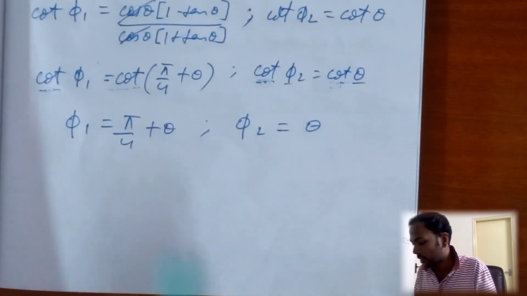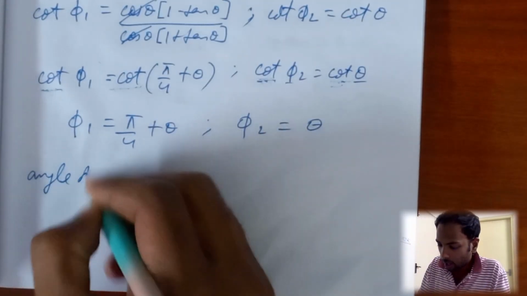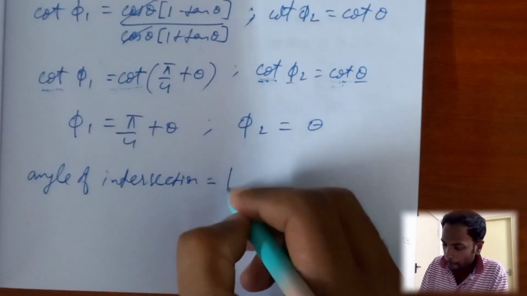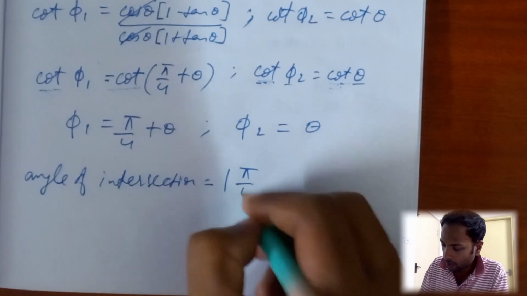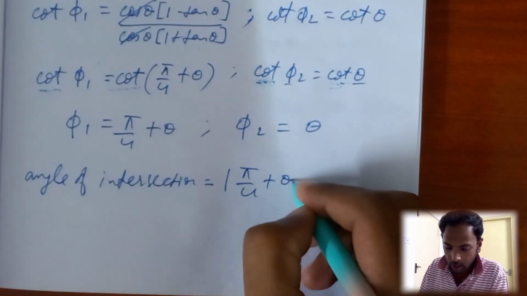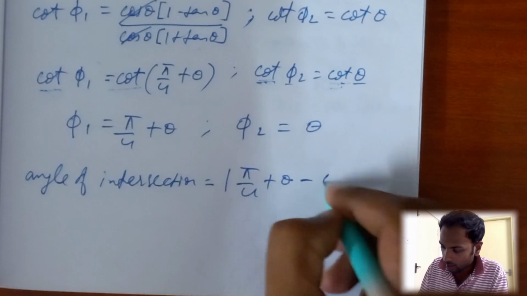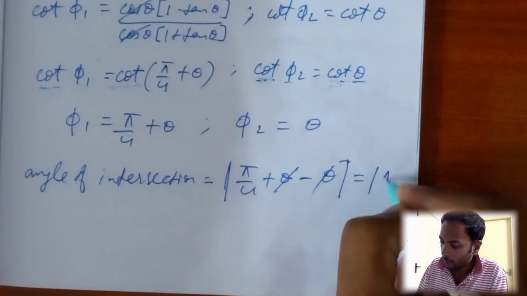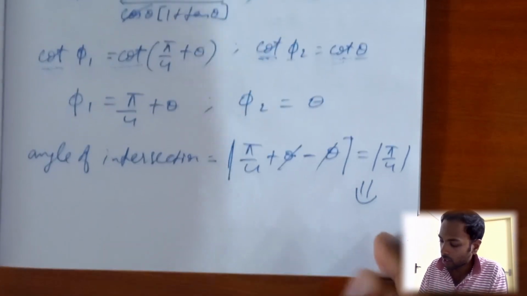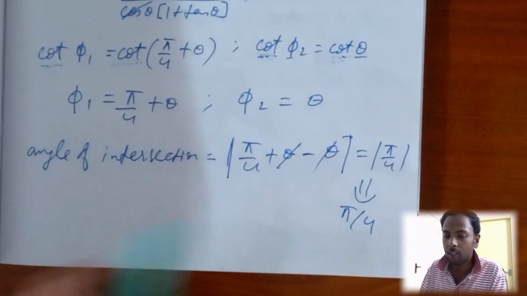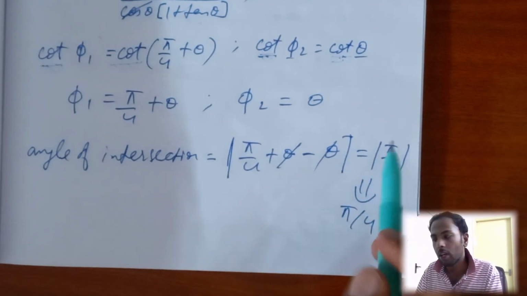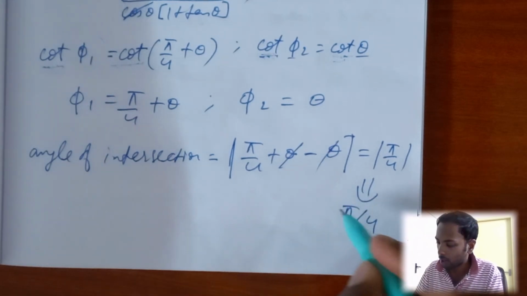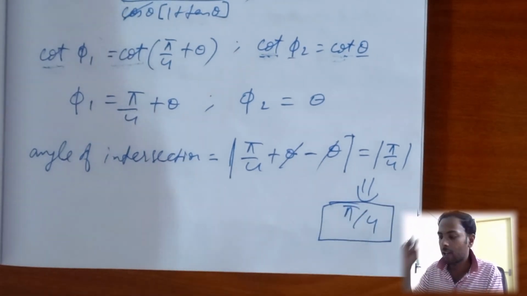So let's do it finally. Angle of intersection is mod of phi 1, which is pi by 4 plus theta, minus theta, mod. So theta minus theta will cancel and only mod pi by 4 will be remaining. That is nothing but just pi by 4. Mod means nothing but its positive value. If you have minus pi by 4, it will change it to positive. So mod means it's always a positive output. That's all. So the angle between these two curves is finally pi by 4.